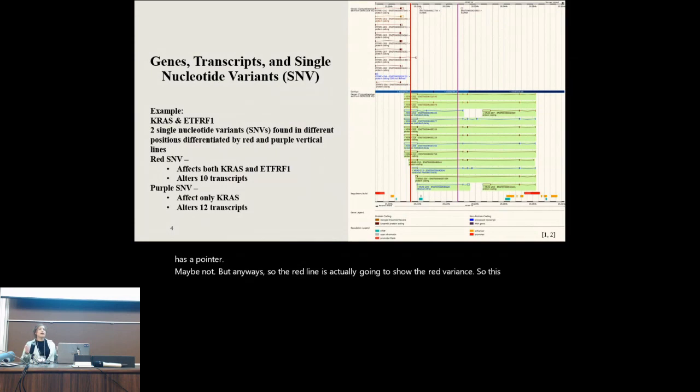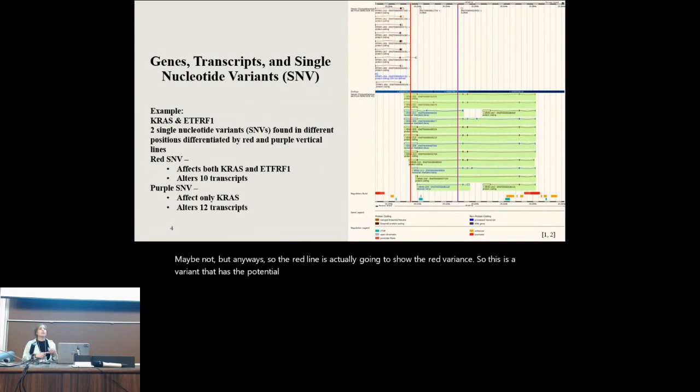So this is a variant that has the potential to affect both genes, KRAS and ETFRF1, and it also intersects at least 10 transcripts. Now, for the purple line, it only intersects transcripts found in KRAS, but it has 12, so that's on that level.